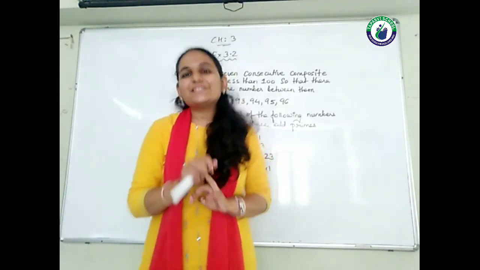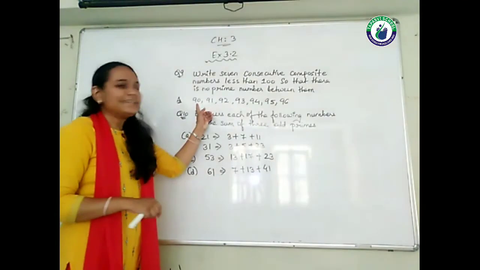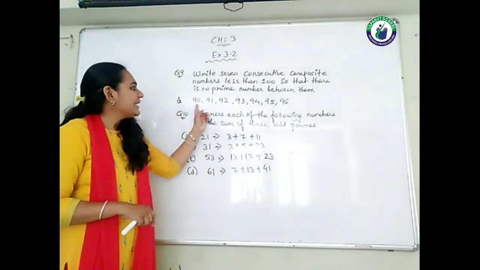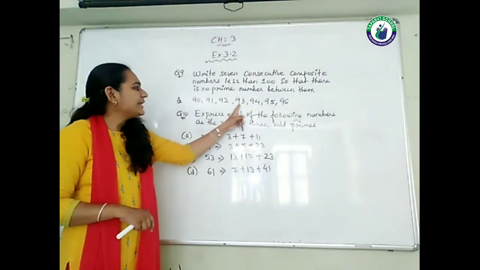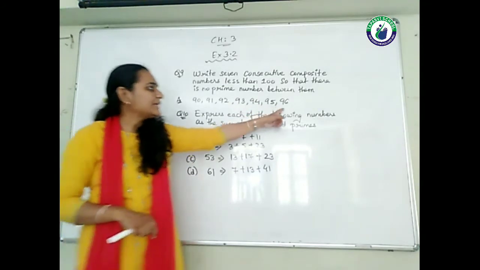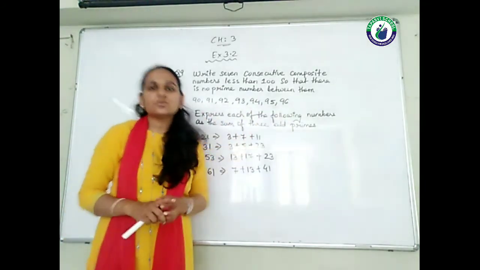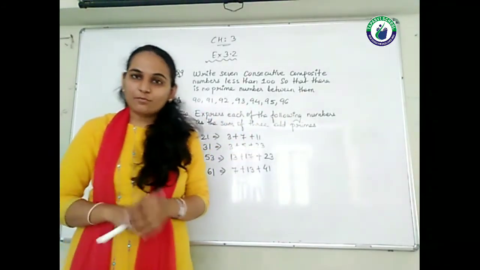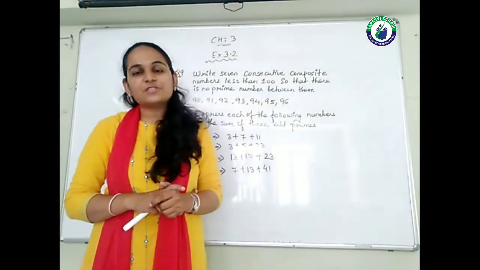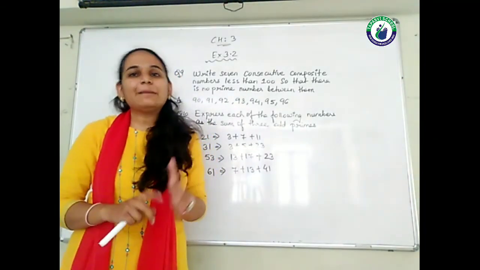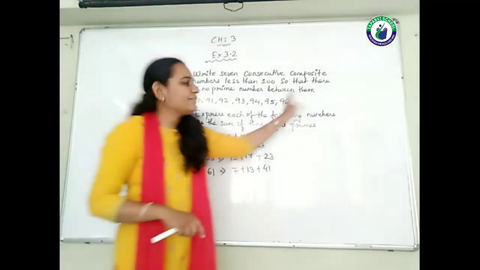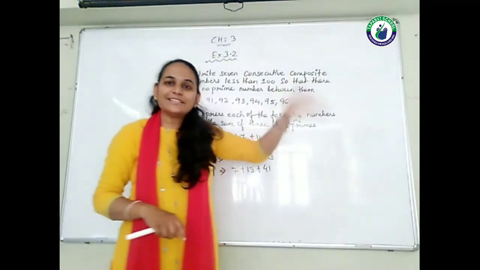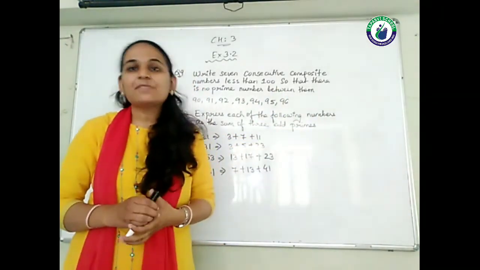So see the answer, students, that is 90. We'll start from 90: 90, 91, 92, 93, 94, 95, 96. These are all numbers which are composite, less than 100, and don't have any prime numbers between them. But when you write the next number after 96, there is a prime number, that is 97.